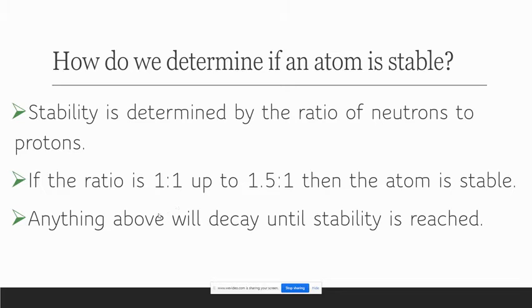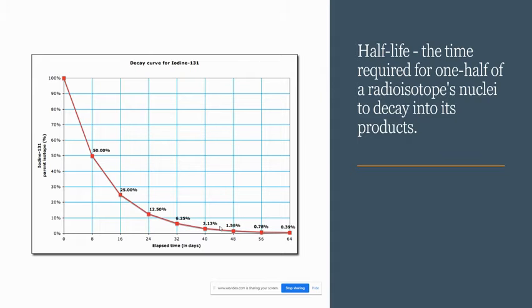And it's going to continue to decay, or lose some of those particles, until it becomes stable. If we're talking about something like uranium or plutonium, it'll usually decay down until it gets to about lead. And once it hits lead, then it's usually considered stable.